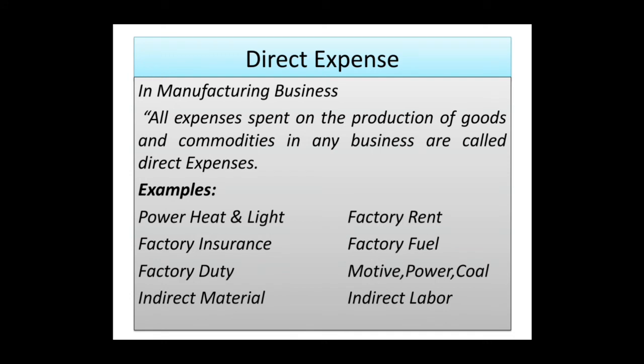All factory expenses. If we want to produce goods, definitely we need a factory or plant. So all the expenses of plant and factory except direct labor and direct material, those will be called direct expenses. For example, these expenses may be power, heat and light, factory rent, factory insurance, factory fuel, factory duty, motive power, coal, indirect material and indirect labor.